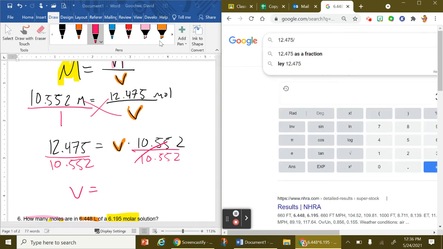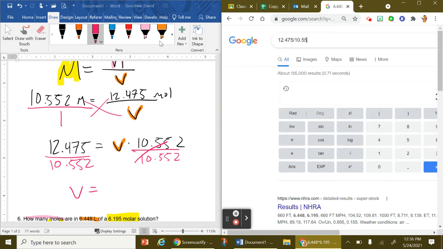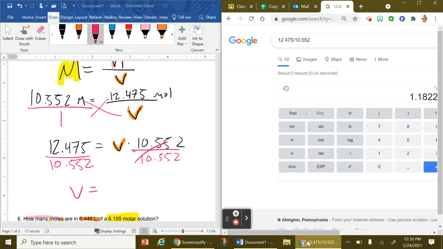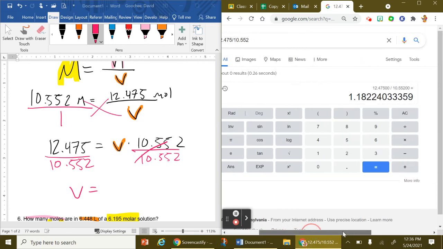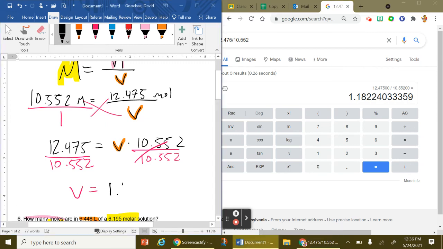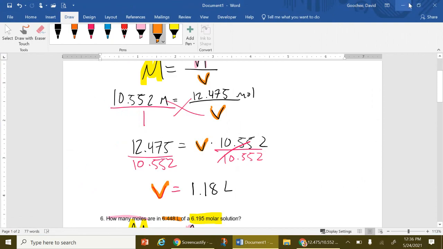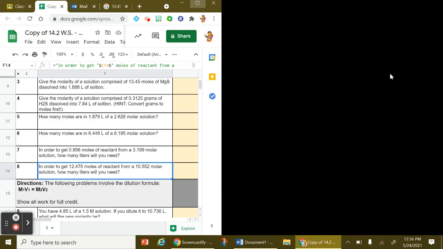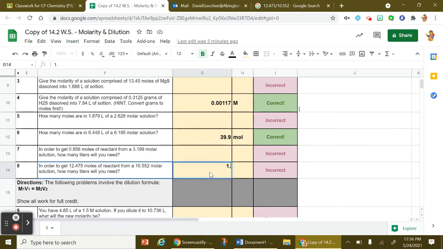12.475 divided by 10.552. And the answer is, this volume, we need 1.18 liters. 1.18 liters is the volume that we need here. Okay, 1.18 liters. Let me go plug that in. See how I did. 1.18.